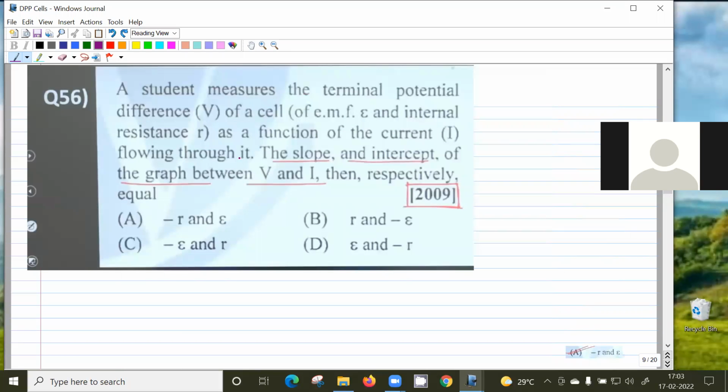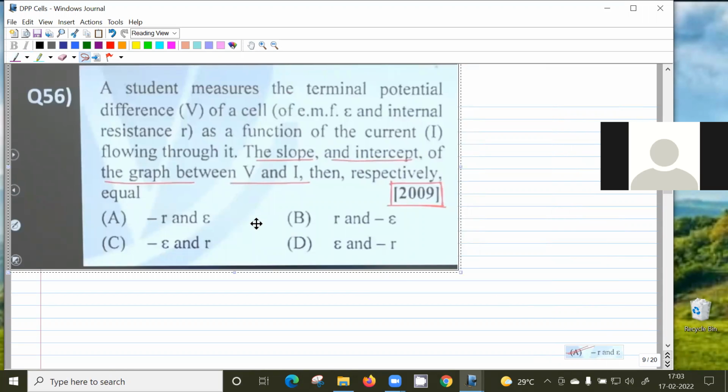Okay, this one is also very simple. It says it's a theoretical question. What is the answer? One second, sir.